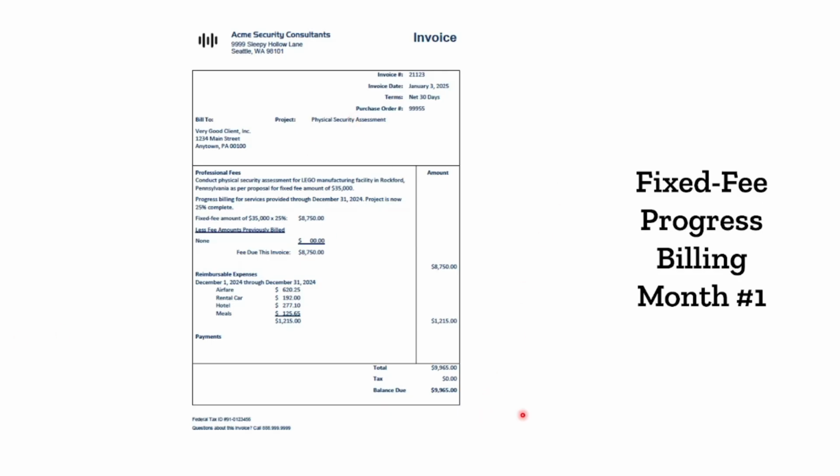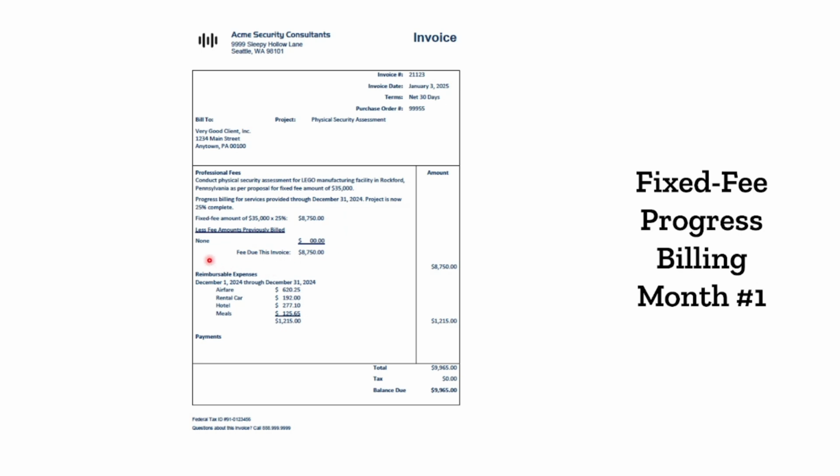Here's an example of an invoice for the first month that you are submitting a progress billing. This invoice was created on January 3rd, 2025, and covers services provided through December 31st, 2024. As of this date, the project was 25% complete. To calculate the amount of fee due, you would simply take the fixed fee amount of $35,000 that was agreed to by the client times the percentage of completion, which in this case is 25%. This would give you a figure of $8,750. This is the amount of fee you are presently due.